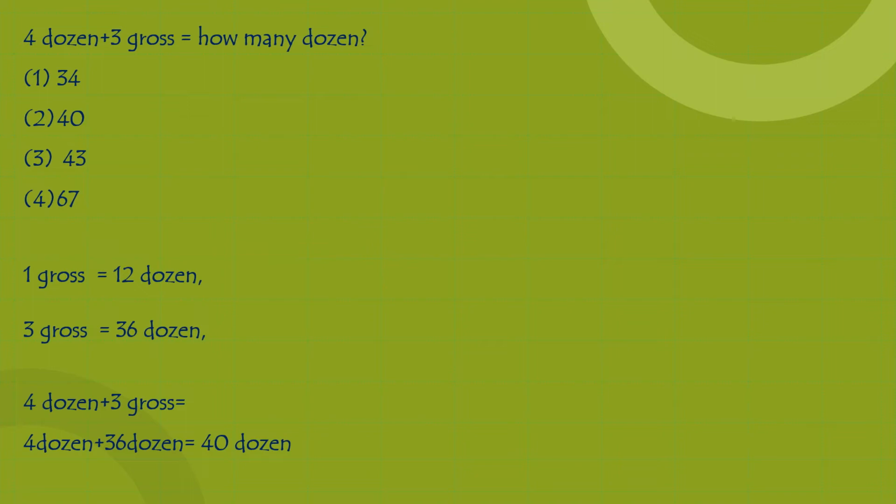3 gross is a very big quantity. Okay, it will be 36 dozen. How did it come? I've explained to you. 1 gross is equal to 12 dozen. So 3 gross will be equal to 36 dozen. So you add 4 dozen plus 36 dozen, you will get 40 dozen. So option number 2 is the correct alternative. Okay, so you will mark it out. Let's move on to the next question.